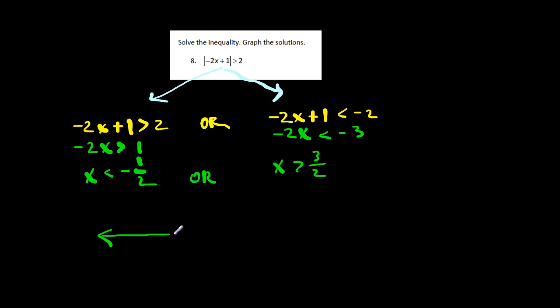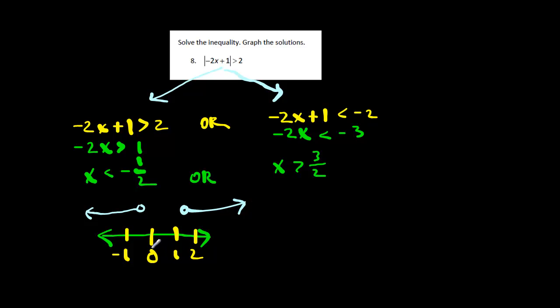So when I have my number line here, I've got 0, negative 1, 1, and 2. So when I do this, x is less than negative 1/2, which would look like that. It's an open circle because it's only less than, not less than or equal to. Or x is greater than 1.5, so it would be that.